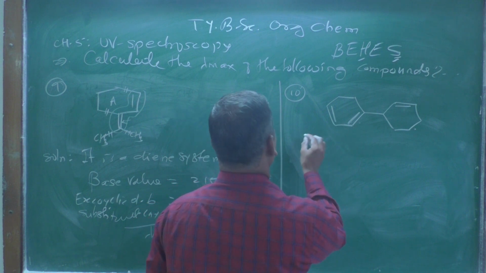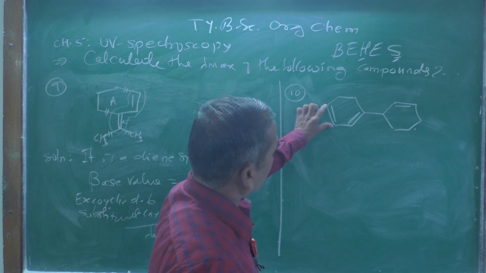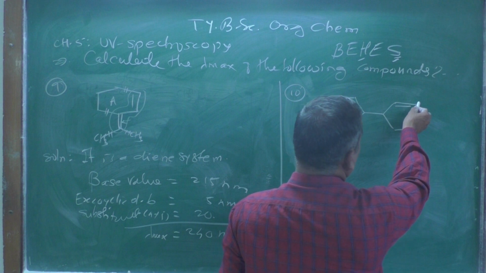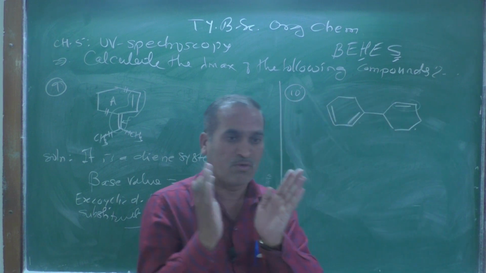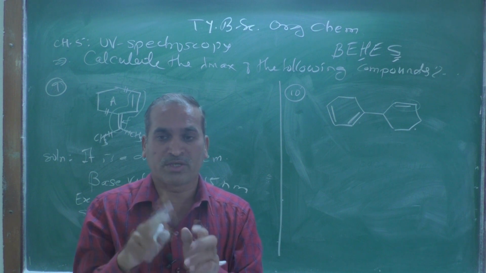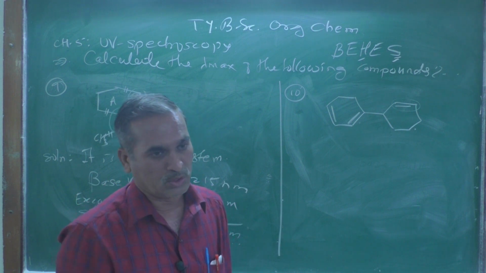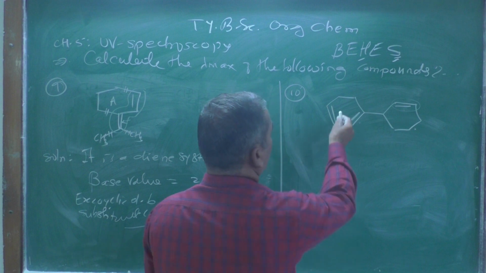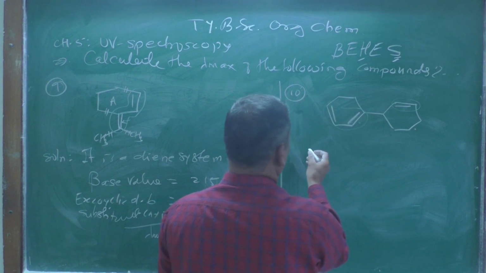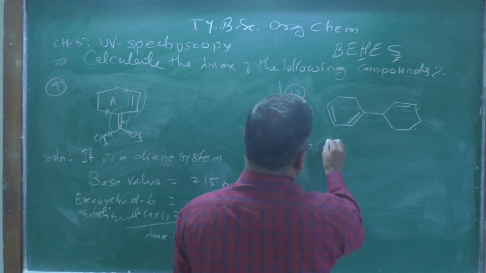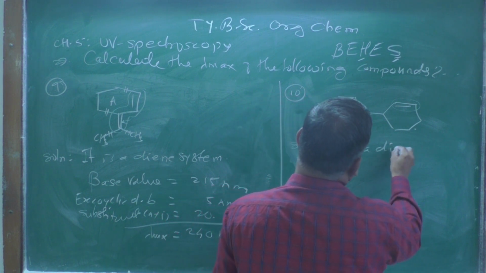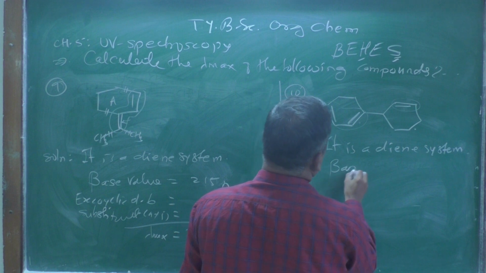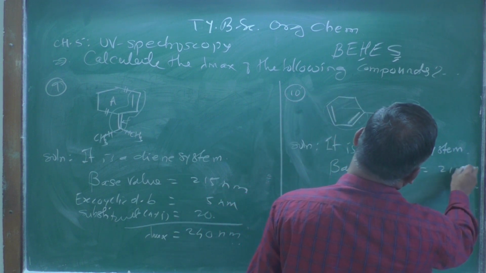Here, let's see, is there a diene system? Look here, carbon-carbon double bond, single bond and double bond. This single bond, once again single bond. Look at this double bond, but it does not fall in the conjugation. It is separated by two single bonds, and therefore it is not considered in the diene system. So only here a diene system is present. You can write the solution: it is a diene system. Once it is a diene system, how much is the base value? You can write the base value is 215 nanometer.